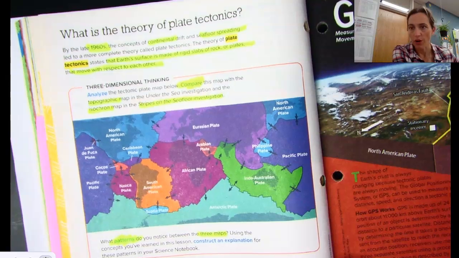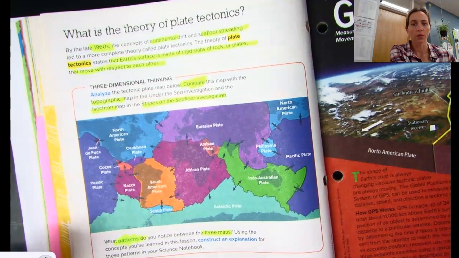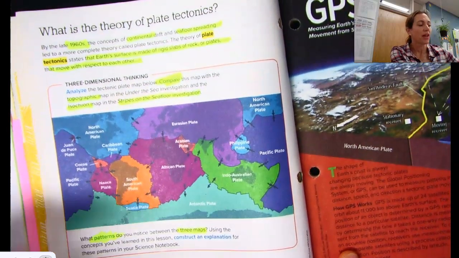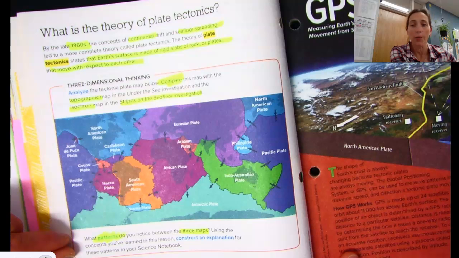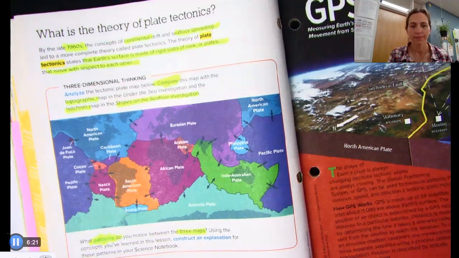Alrighty. Now, you can't draw on all your books, but you can draw on this book. So go ahead, pause the video, read these 2 paragraphs, annotate, and then compare the maps and think about what patterns do you notice between these 3 maps? And then when you're ready, come on back and we'll talk about it.